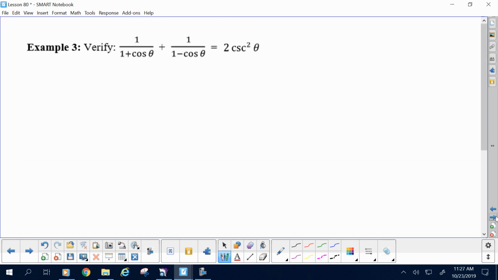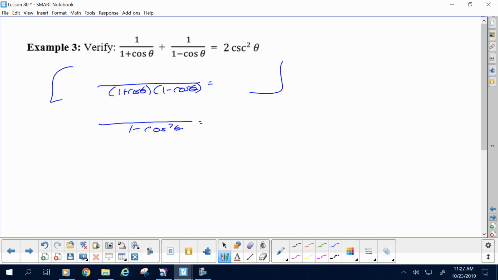Let's try another one, shall we? Okay, so 1 plus cosine is great, but I don't have an identity for 1 plus cosine. All my identities at the top of the page are for squares. So what do you reckon we should do? We should add them with a common denominator. Isn't it 1 plus cosine times 1 minus cosine? No, it's 1 minus cosine squared. If you wanted to do that in one step, I would be okay. Let's say this is optional, and I just don't want to lose anybody.